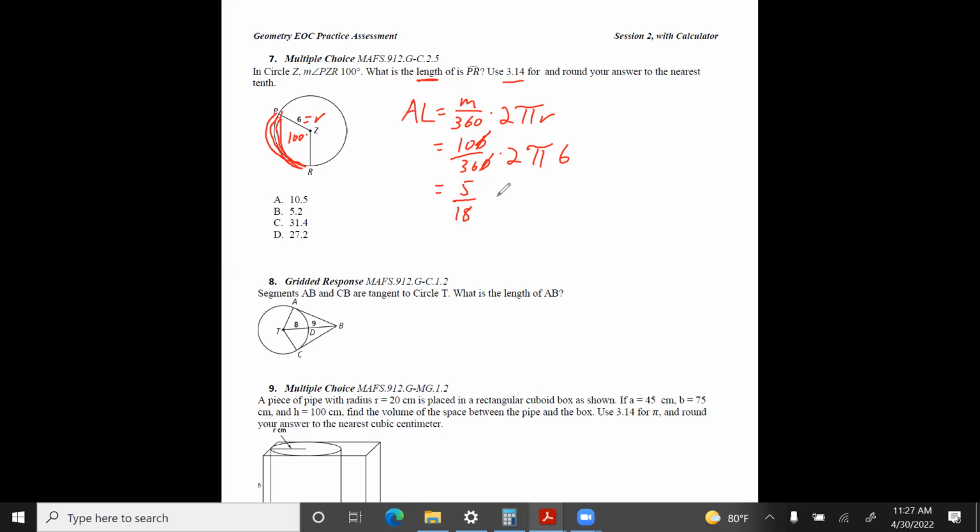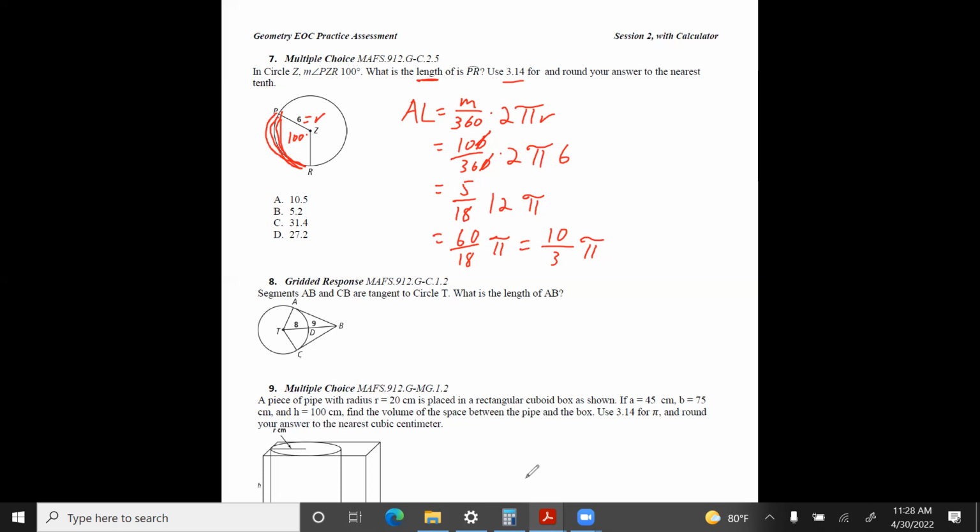Now, 2 times 6 is going to be 12. That's 12 pi. I can go ahead and multiply this. 5 times 12 is 60. That's 60 over 18 pi. All right, 60 and 18, that can be reduced. We have 6 goes into both of those. So that's 10 over 3 pi.